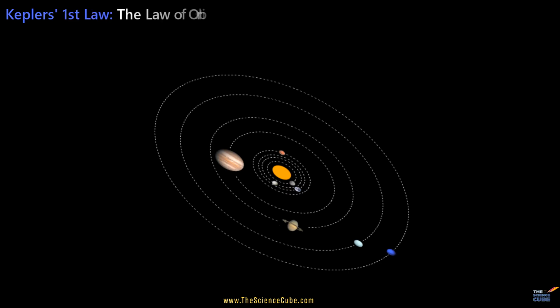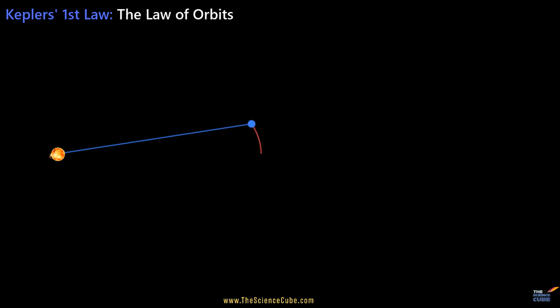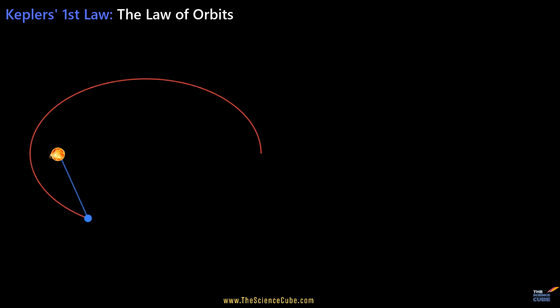And the first of the three is the law of orbits, that simply states that all planets trace elliptical paths with the sun as the focus. So consider this planet that moves in an orbit around the sun. Then this orbital shape is what we call an ellipse.